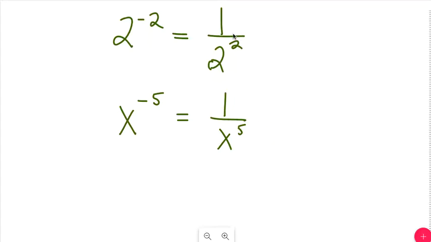Do you notice anything that continues to happen? Does my base number change? No, my bases don't change at all. My base was a 2 and it's still a 2. My base was an x and it's still an x. My exponent does change though. My exponent on the top number goes from negative 2 to positive 2. Exponent down below goes from negative 5 to positive 5. So that becomes the opposite.